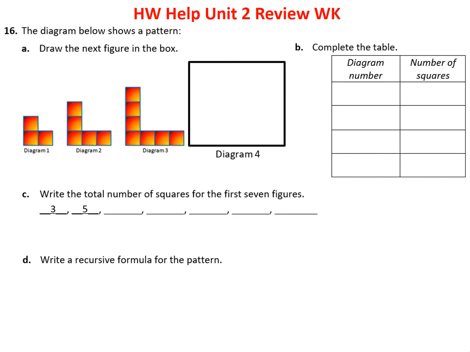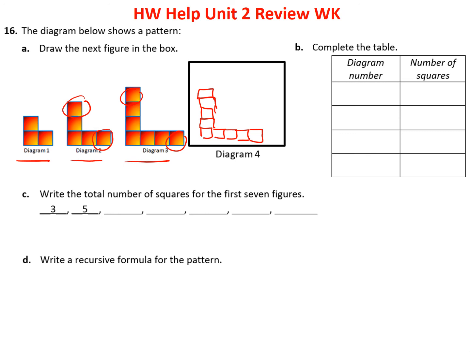Problem 16 asks us to draw the next figure in the box. Notice here's diagram 1. And then when I go to diagram 2, what changed is I added one on that end and I added one on that end. When I went here, again, I just added another one. So my next diagram, instead of having 4 along the bottom, is going to have 5. So 1, 2, 3, 4, 5. And likewise up here, 1, 2, 3, 4, 5. Okay? So that's my next diagram.